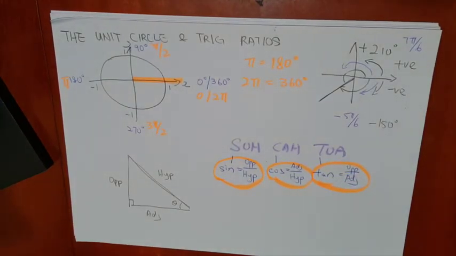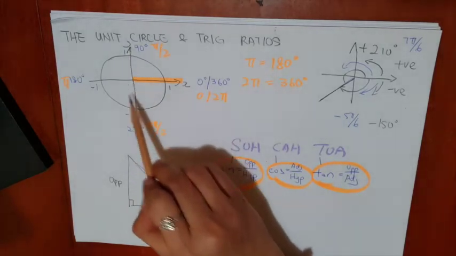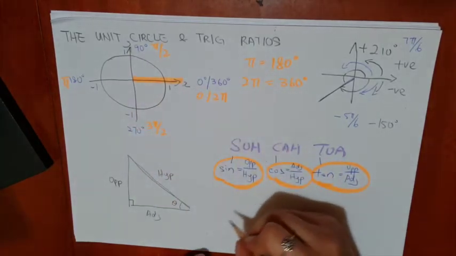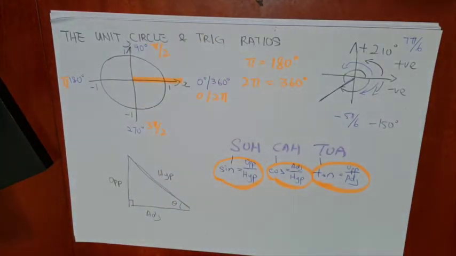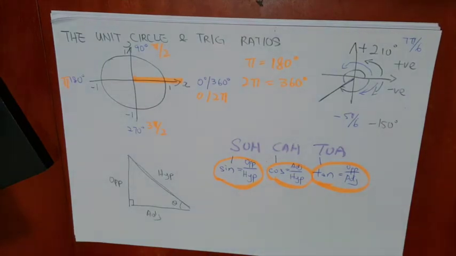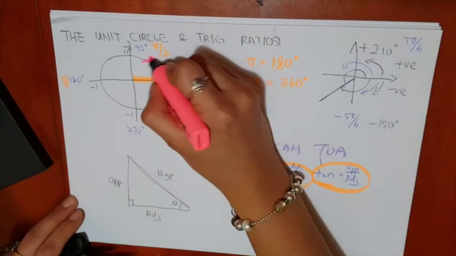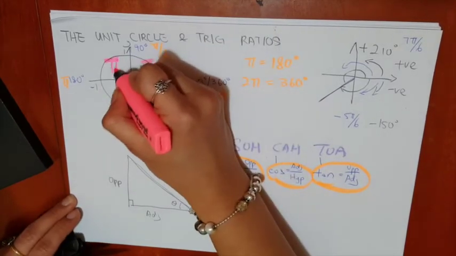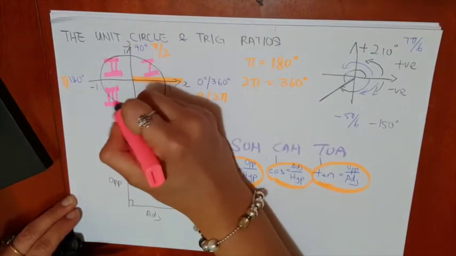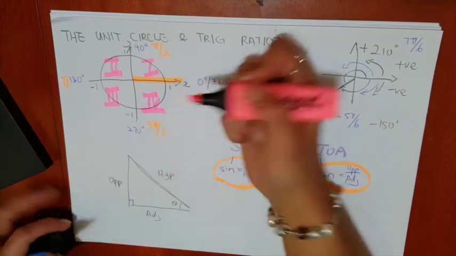So how does SOH CAH TOA fit into the unit circle? In the unit circle, let's say I take out one part of the unit circle, which is the first quadrant. By the way, in the unit circle, we call the first part the first quadrant, which is here. This is the second quadrant. This is the third quadrant. And this is the fourth quadrant.